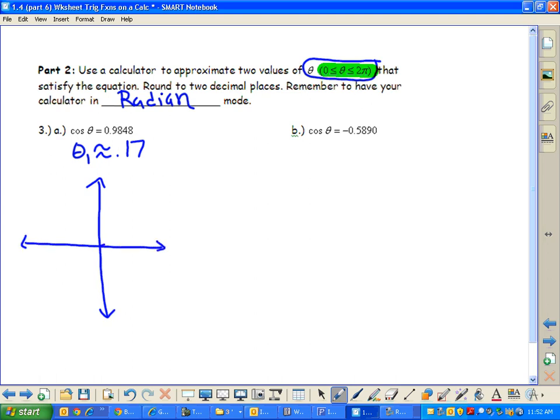0.17, that's a small little angle, not even at 1 radian, not even at 57 degrees. Theta 1, a real small angle in quadrant 1. So that's step 1. Step 2, find the reference angle. Well, what's the reference angle for this one?